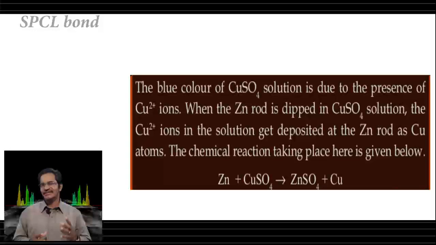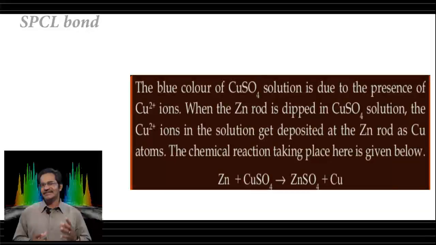When the zinc rod is dipped in copper sulfate solution, the Cu2+ ions in the solution get deposited at the zinc rod as Cu atoms. So the Cu2+ ion is converted to a Cu atom, and the Cu atoms are deposited on the zinc rod. That's why there is a change in the shape of the zinc rod.